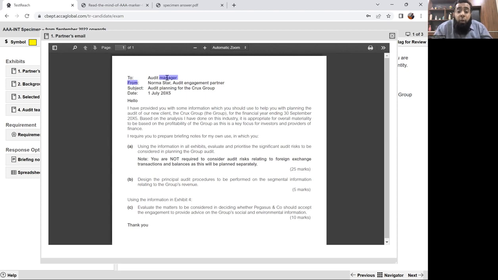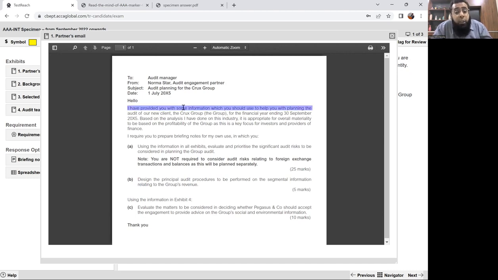To the audit manager from Norma Star, Audit Engagement Partner. Subject: audit planning for the Crux Group, dated 1st July 2005. You use this information to prepare the format of briefing notes. As it is question number 1, there will be 4 marks relating to communication skill. These 4 marks will be included in 10 professional skill marks. In question number 1, 40 marks are relating to auditing and 10 marks are relating to professional skills. In the 10 professional skill marks, 4 marks maximum can be allocated to communication skill.